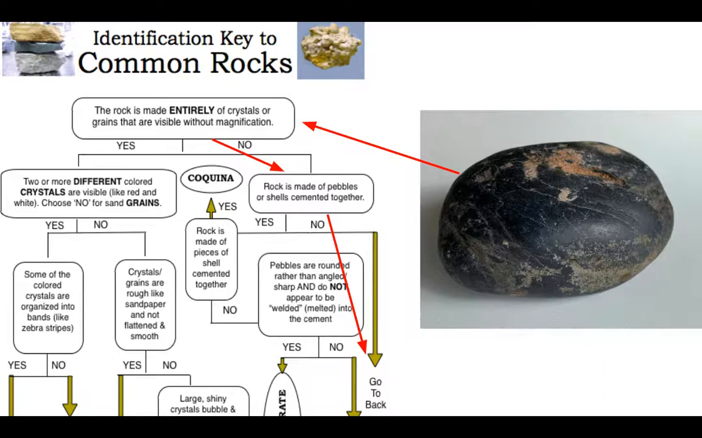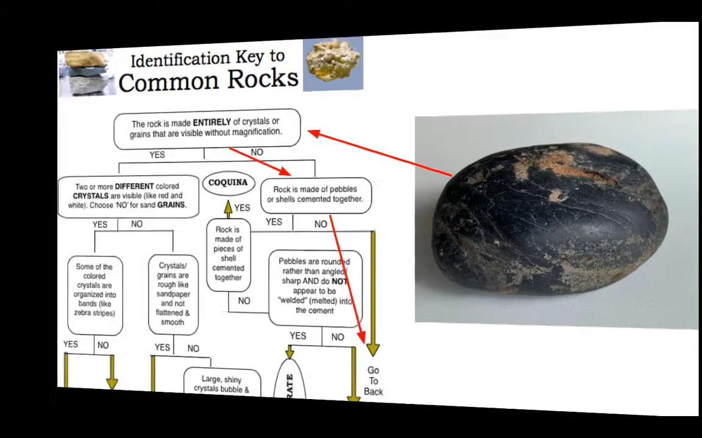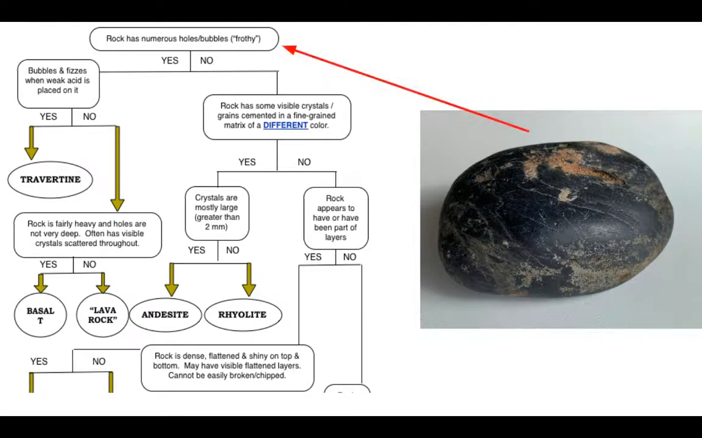So once again, we go to the back. So turn your key over and start at the top again. The rock has numerous holes or bubbles or is frothy. And this particular rock does not have that. The rock has some visible crystals or grains cemented in a fine grain matrix of a different color. Well, what we're looking at for that is you might have white crystals that are visible and they're embedded in a fine-grained crystal in the background that you can't see.